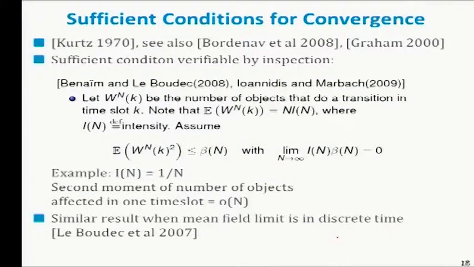What are the sufficient conditions for convergence? Well, one typical condition is given here. For example, assume intensity is 1 over n. Well, it means, by the definition of intensity, that if I have a collection of n objects, during one time slot, the probability that a specific object does a transition is of order 1 over n. It's not equal to 1 over n, but it's of order 1 over n.